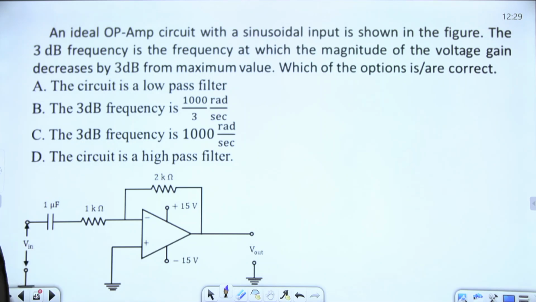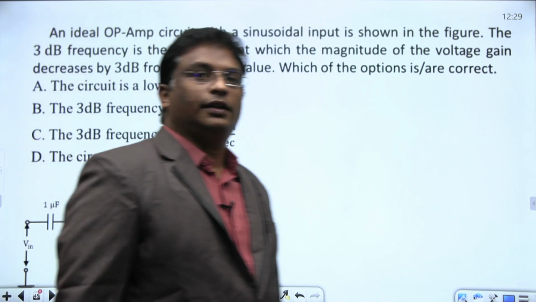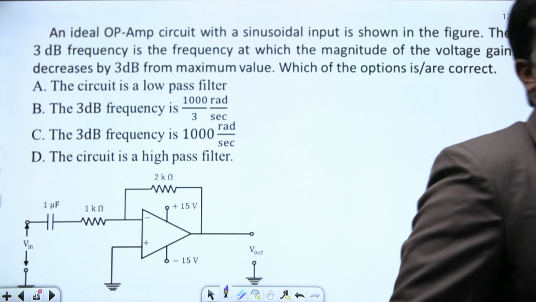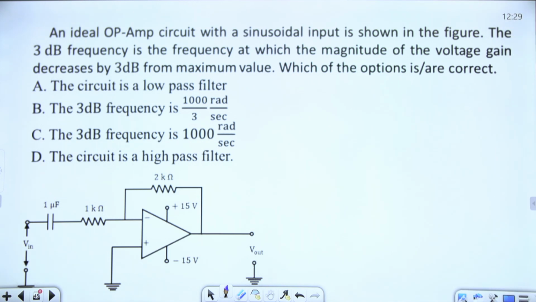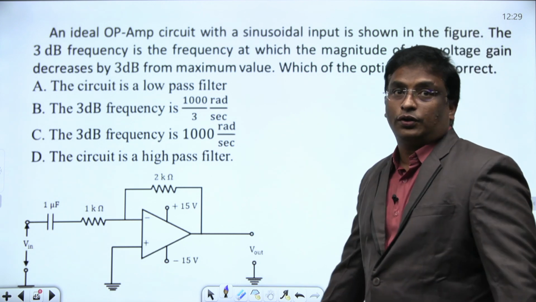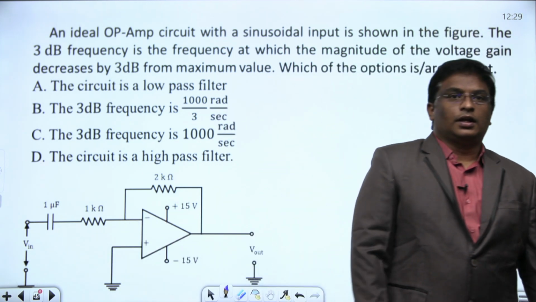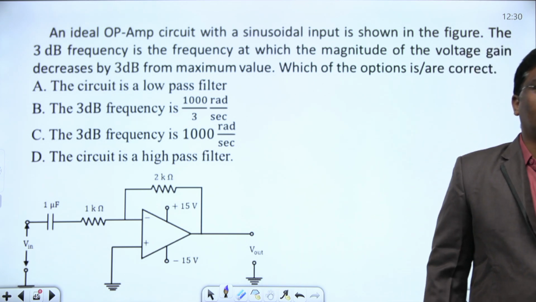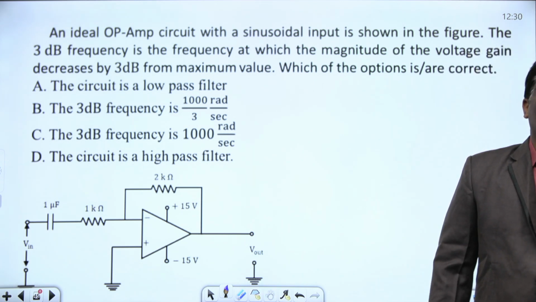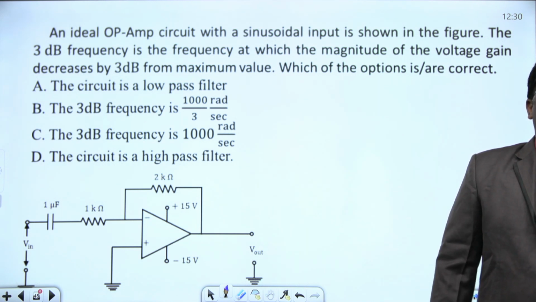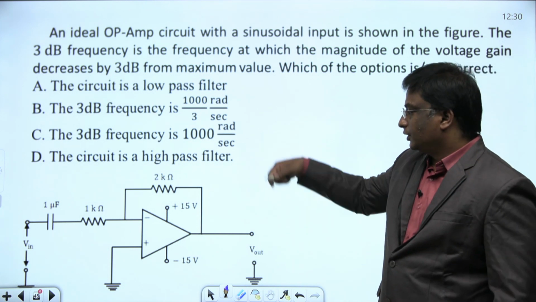Right. Next question. Let us move on to the next question. See here, in this diagram an op amp is given. This question is from analog circuits. An ideal op amp circuit with sinusoidal input. This V in is a sinusoidal input, shown in the figure. The 3 dB frequency is the frequency at which the magnitude of the voltage gain decreases by 3 dB from maximum. Which of the options is correct?